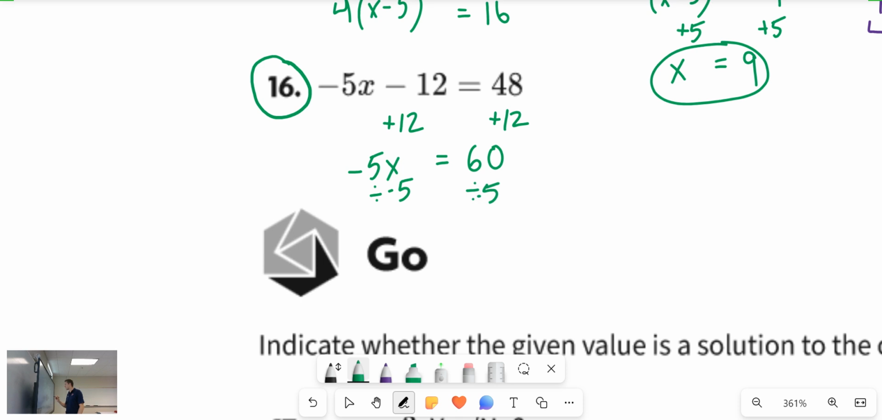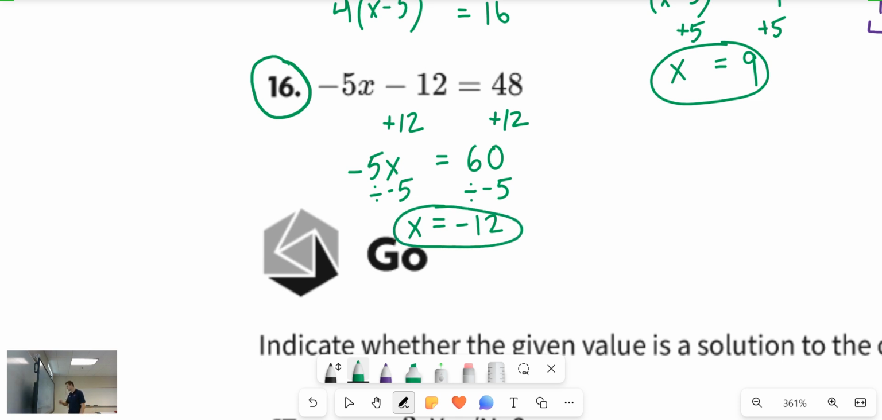Oh, divide by negative 5. I do not love how that copied over. Let's try that again. Divide by negative 5. There we go. And now we have x equals, what's 60 divided by negative 5? It is negative 12. All right, x equals negative 12.